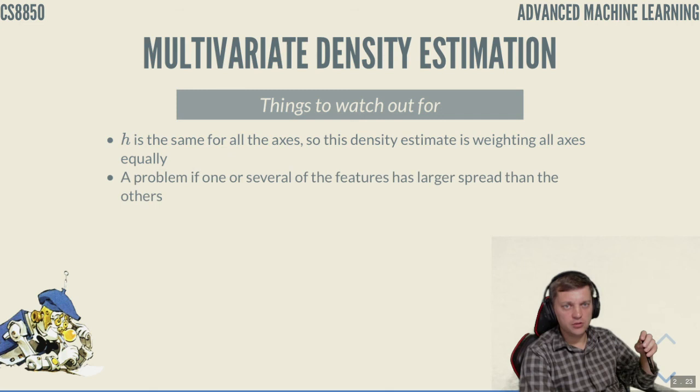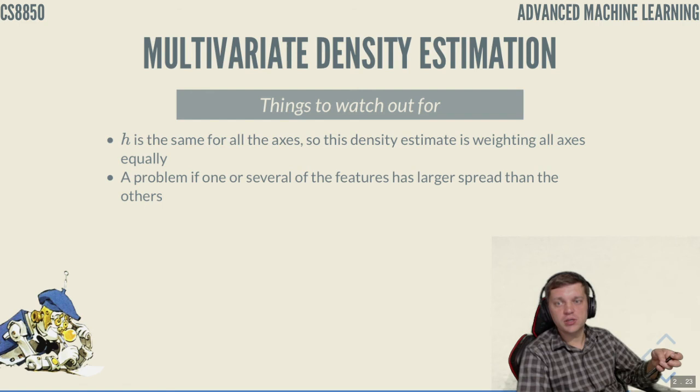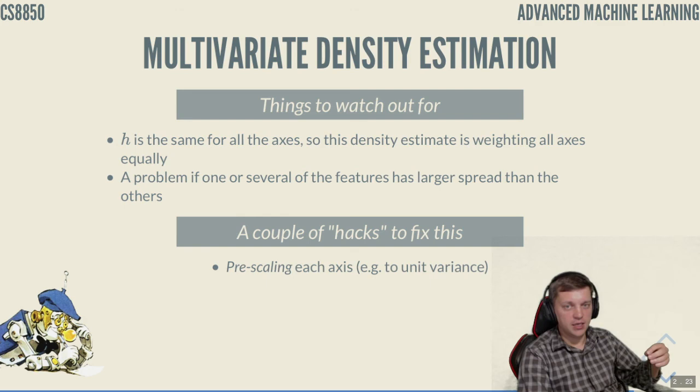That's not always desirable. It may be a problem if one or several of the features have larger spread than the others, like you have larger uncertainty or just naturally a larger variance in one of the features. I don't know, color of feathers in a parakeet may be highly variable, whereas size of the beak is the same, and things like that. A couple of hacks to fix this: pre-scale each axis. We can apply a scaler and force all of the axes to be within the same scale.